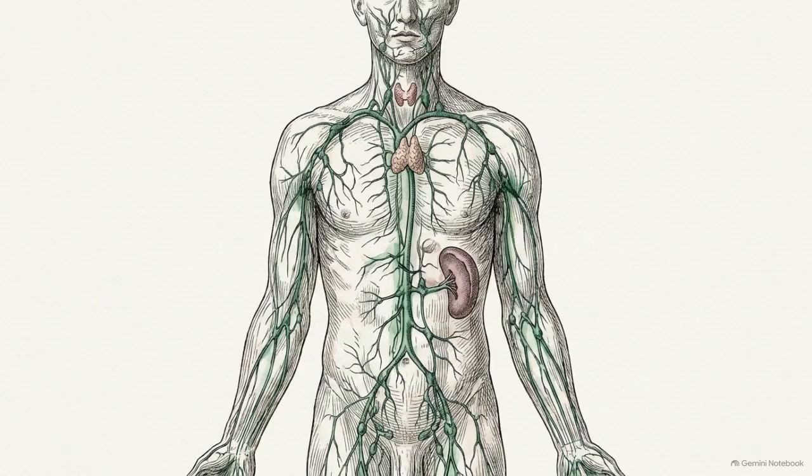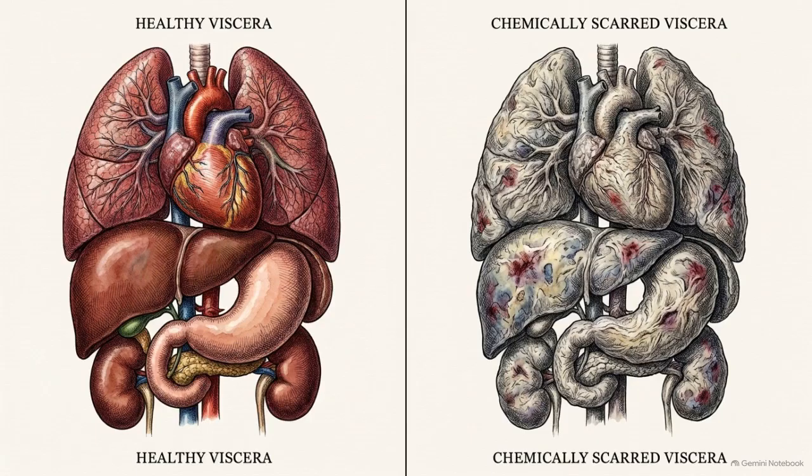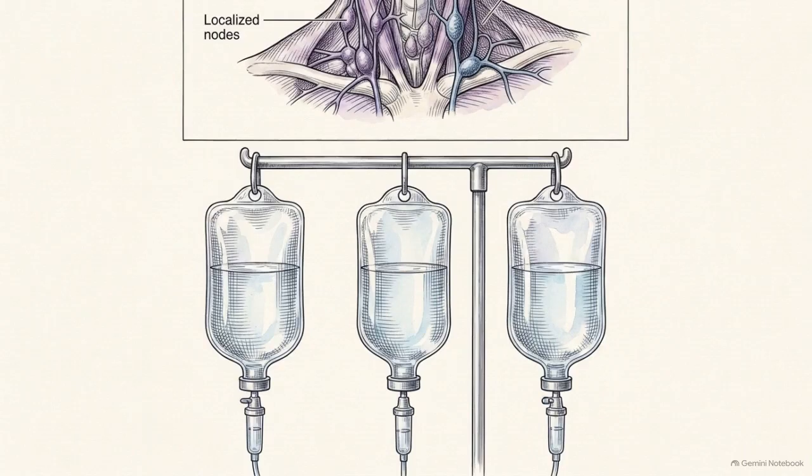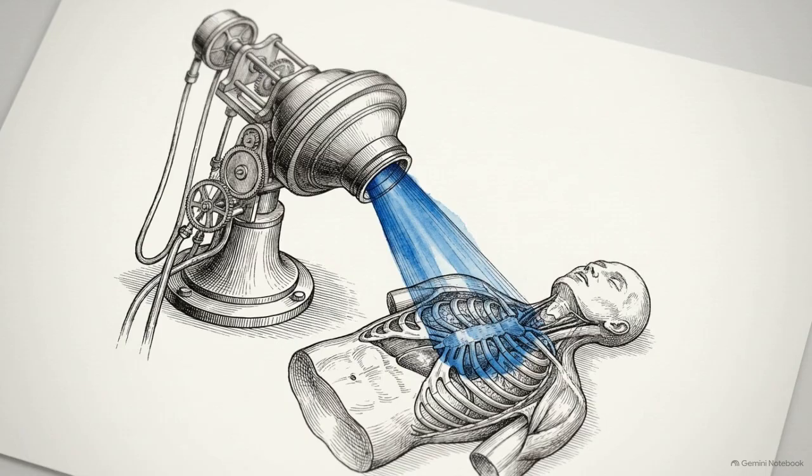Accurate staging measures the exact architectural footprint of the disease. This provides the strict anatomical map required to balance curative chemical therapy against the risk of devastating long-term toxicity. Treatment protocols are sharply stratified by this map. For stages 1 and 2 without B symptoms, the standard of care requires brief, limited systemic chemotherapy, typically 3 cycles, which is then followed by precise, involved field radiotherapy.